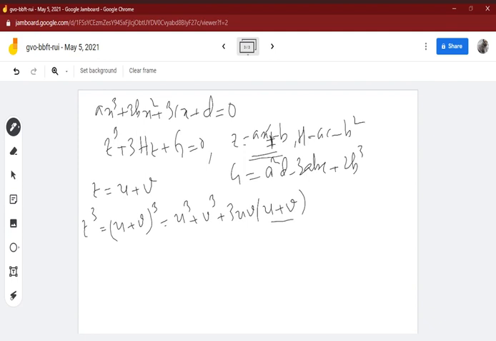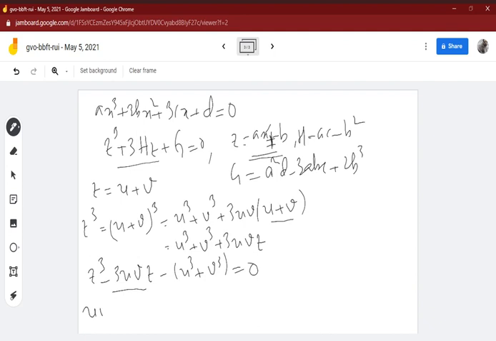What is u plus v? u plus v is z. So this can be written as u cube plus v cube plus thrice uv z. So finally we can write z cube minus 3uv z minus (u cube plus v cube) equals 0. So now we compare this and this. From this we can write that uv equals minus h, and u cube plus v cube equals minus g.